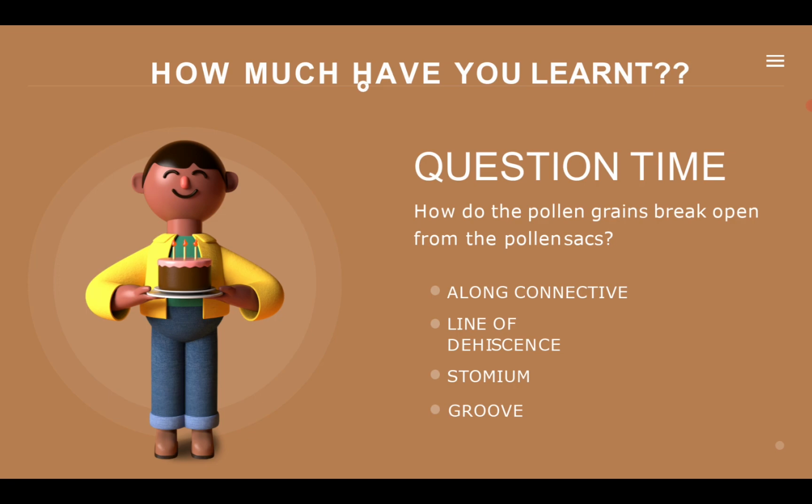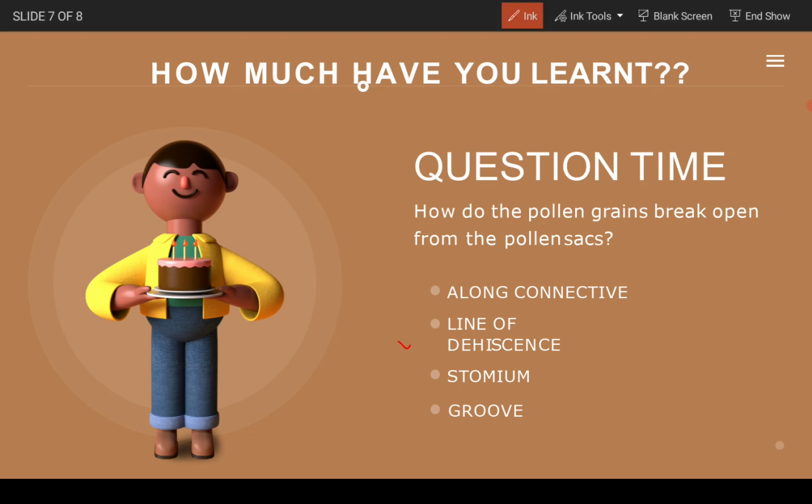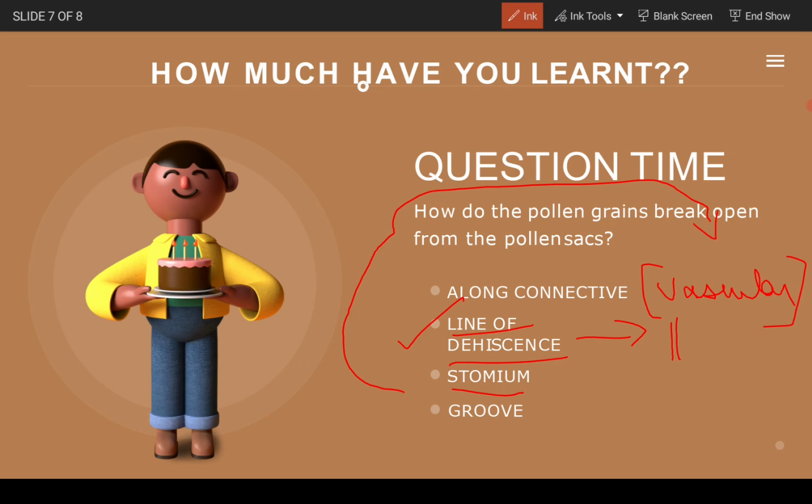The correct answer is line of dehiscence. Connective, we know that it is a vascular band which holds both the lobes. And line of dehiscence we already saw. Remember, children, we went to the previous slide and saw in the longitudinal view how this line of dehiscence was. Even stomium is related to the breaking open of pollen grains, but the groove which extends along the length is not at all related to the anther. But now we are sorted, children.